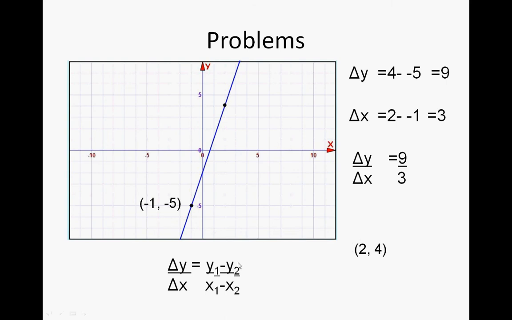I also like, sometimes, to make sure I don't mess up, to take the points and stack them. So if I take 2, 4 and I stack it over negative 1, negative 5, it's very easy to subtract them, and then I won't be mixing the coordinates up. I go 4 minus negative 5, and I get 9, 2 minus negative 1, and I get 3. The only trick here is that you have to remember to stack it y over x, so the second one goes in the numerator on the top.